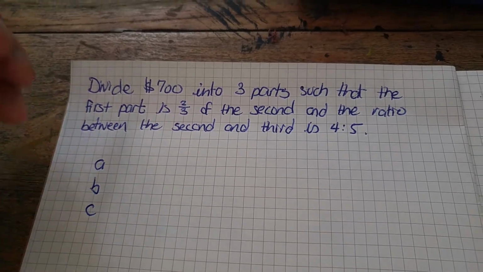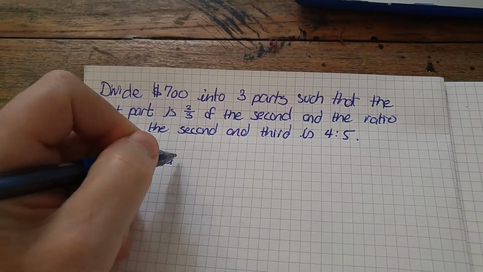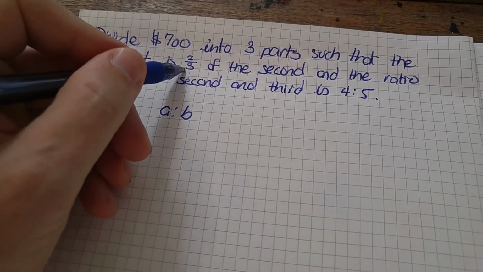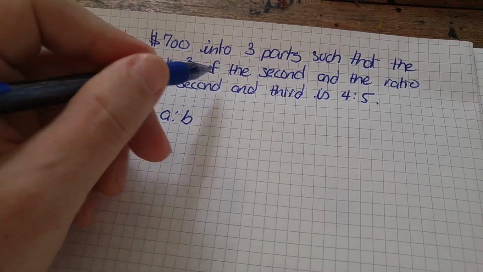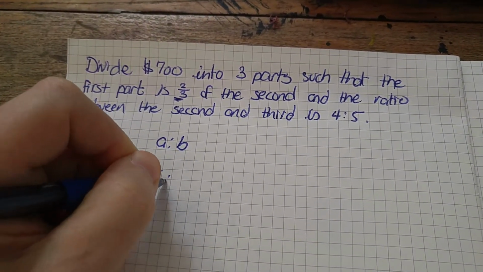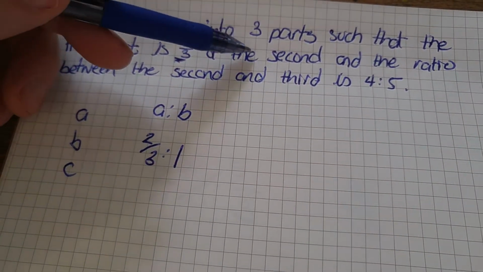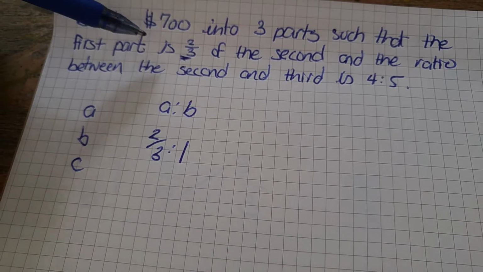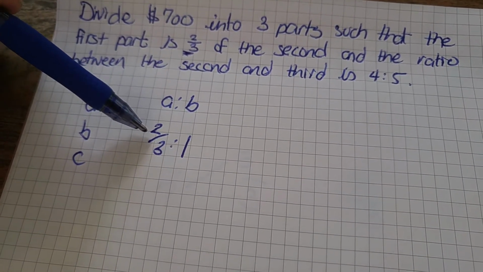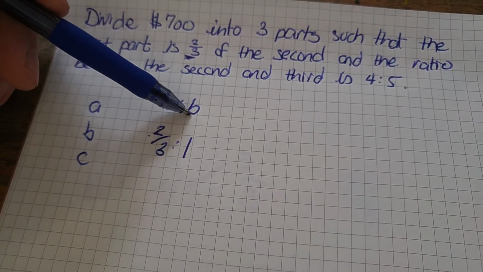So we're given 2 different ratios. The ratio of A to B is 2/3 to 1. The first part is 2/3 of the second part. So the second part is 1, and the first part must be 2/3. So A is 2/3, B is 1.